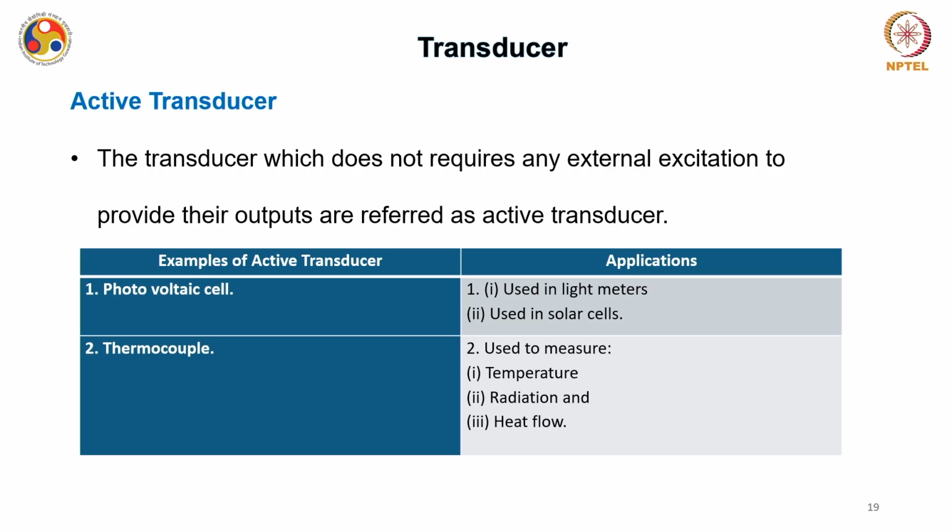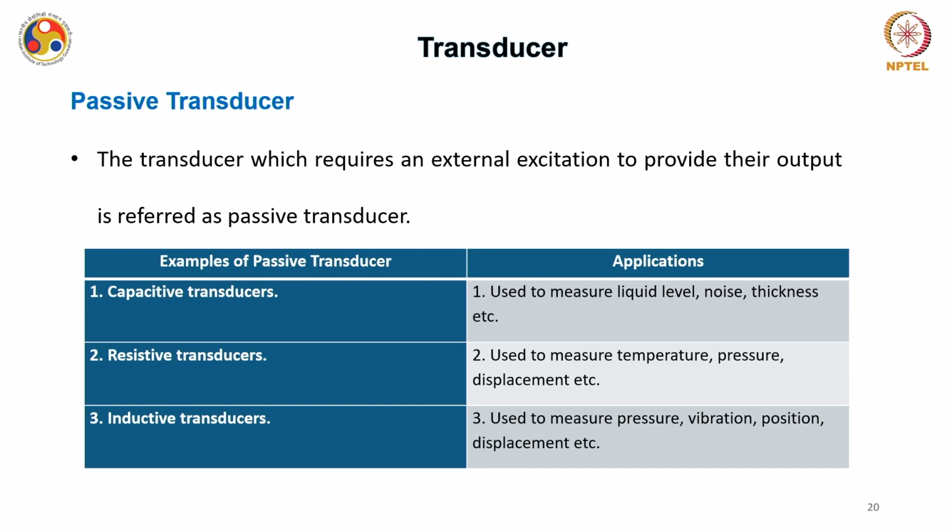Okay. Now we have also defined transducers as active transducers and passive transducers. The transducers which do not require any external excitation to provide their output are referred to as active transducers, and a good example of an active transducer is a photovoltaic cell. Okay. So we know what the application of photovoltaic cells is. They are basically solar cells, or they can be used in light meters. Similarly, a thermocouple is another active transducer, used to measure temperature, heat flow, radiation, etc.